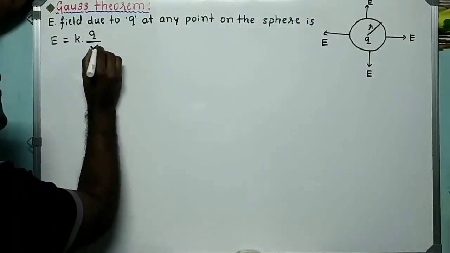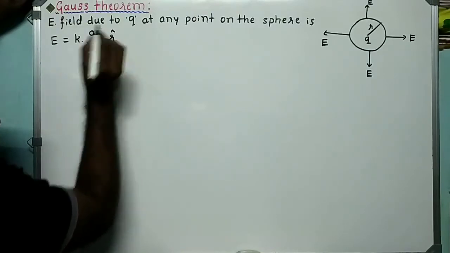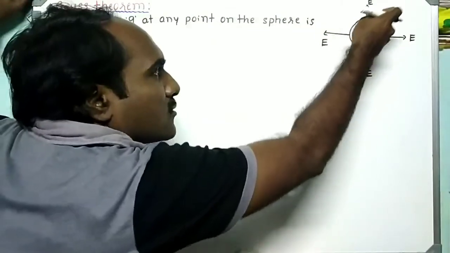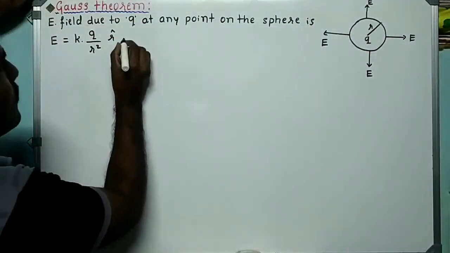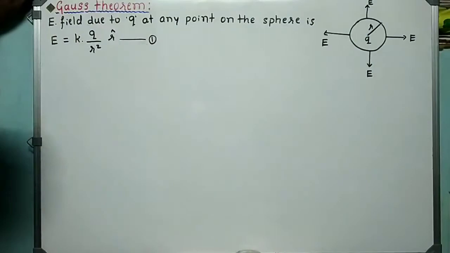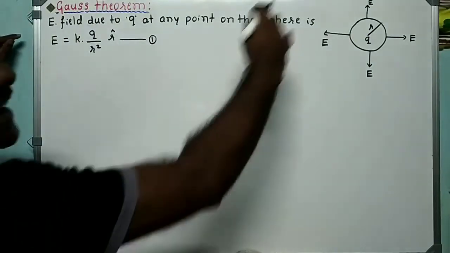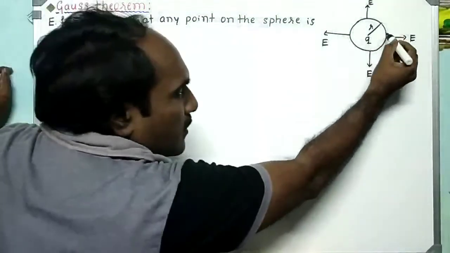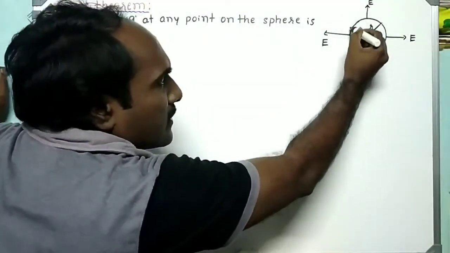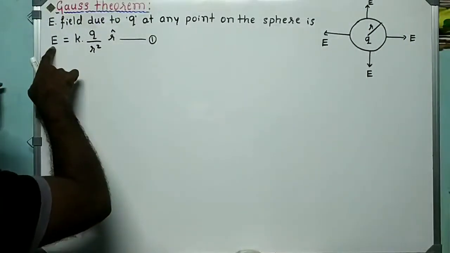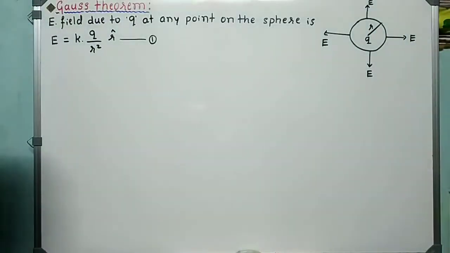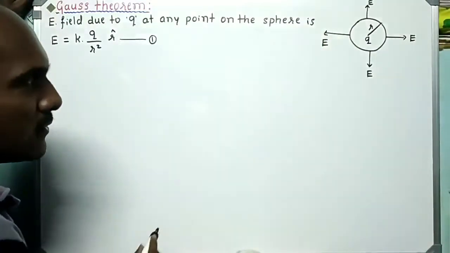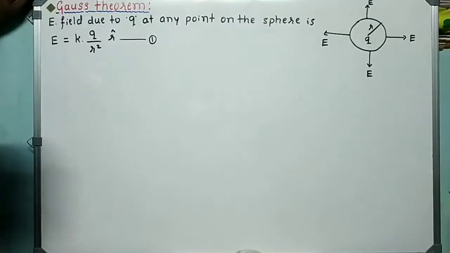Here I will write R cap. R cap is the unit vector along the radius of the sphere. Call this equation 1. This is the electric field at any point on the surface of the Gaussian sphere. The point may be here, at all points this much electric field is there. Getting the idea?